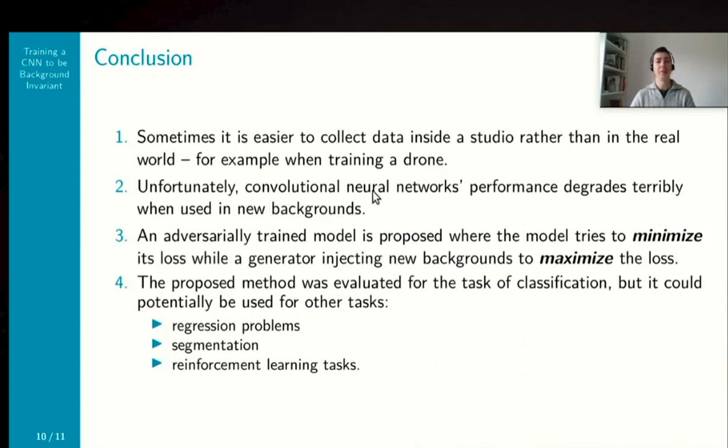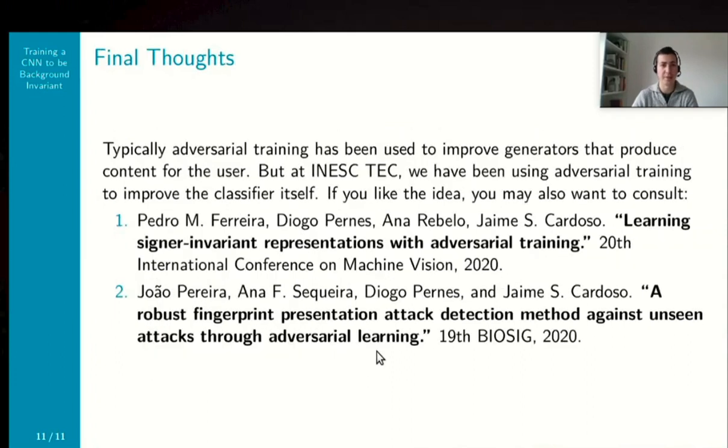As a conclusion, sometimes it's easier to collect data inside of the studio rather than outside of the studio. And we like our models to be invariant to background changes. The way that we propose this is to use adversarial training. So our model minimizes the loss, and we have a background generator that maximizes the loss. We have to segment the object. This can be done manually, or automatically, as we have done, in an unsupervised way. But that is the idea. And this can be done for regression problems, segmentation, reinforcement learning tasks.